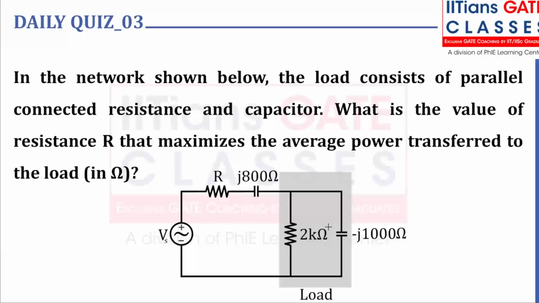Now the next question that we have over here is: in the network shown below, the load consists of a parallel connected resistance and capacitor. What is the value of this resistance R that maximizes the average power transferred to the load? I want you to pause this video and write your answer in the comment section right now after solving this question. Okay.